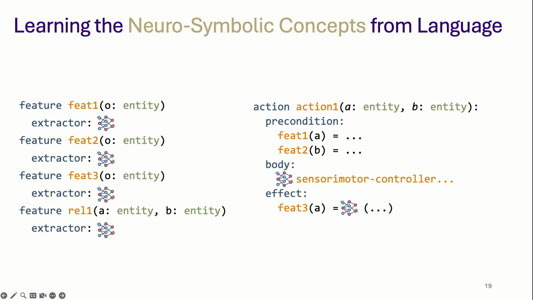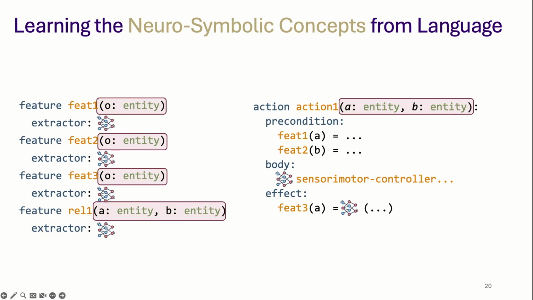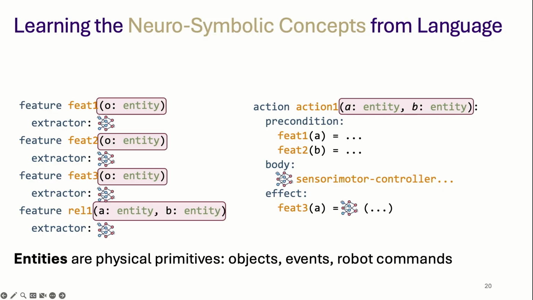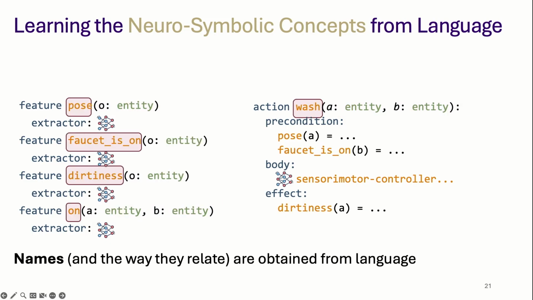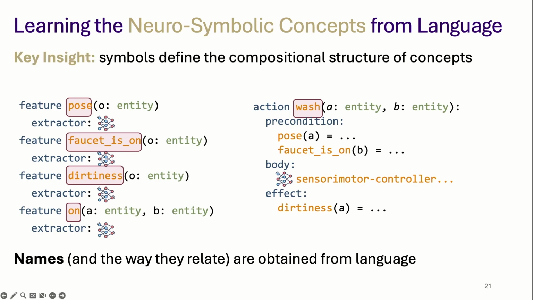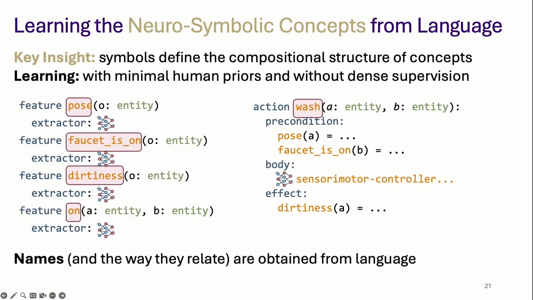Today, I'm going to talk about an alternative way to build such kind of representation, which I call learning neuro-symbolic concepts from language. It starts with thinking about those entities being physical primitives that we can talk about, like objects or events or robot commands. And built on top of that, we think about the names and the way that those features, the concepts, relate to each other. They are obtained from language, so they're termed with language. The key insight here is that all those symbols define a compositional structure of concepts about the physical world. And then it allows us to build learning systems with minimal human priors and without dense supervision for any of them.